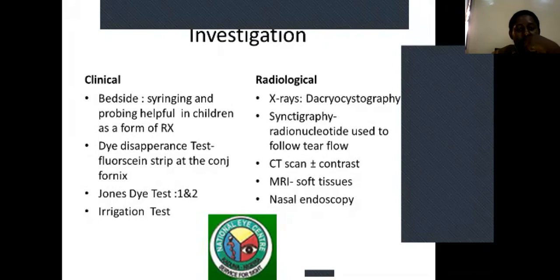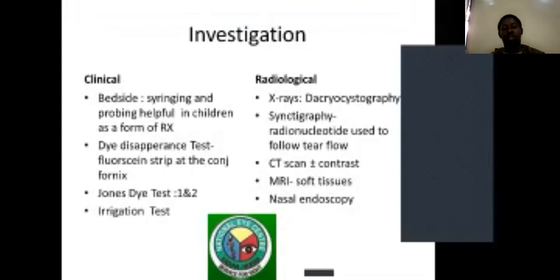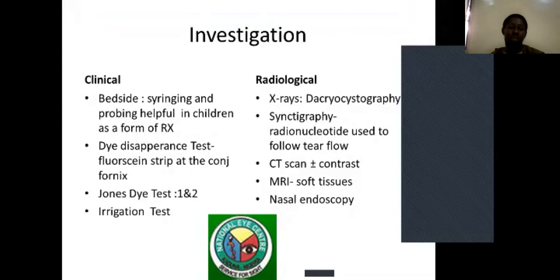like I said, you put it at the conjunctival fornix, and then it's expected that after 2 to 5 minutes, the tears mixed with fluorescein are drained through the inferior meatus. When one examines with a slit lamp with cobalt blue light, if there is no obstruction, the dye is supposed to have disappeared. But where there is obstruction, there will be a high tear film, and the tears will be seen with the cobalt blue light.